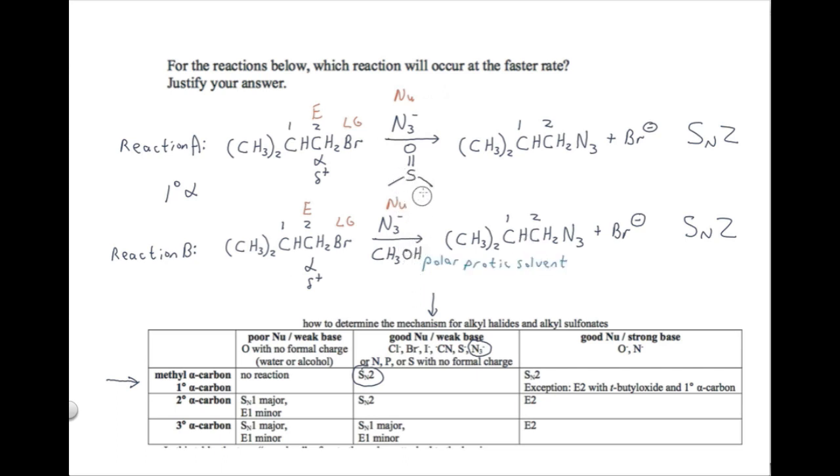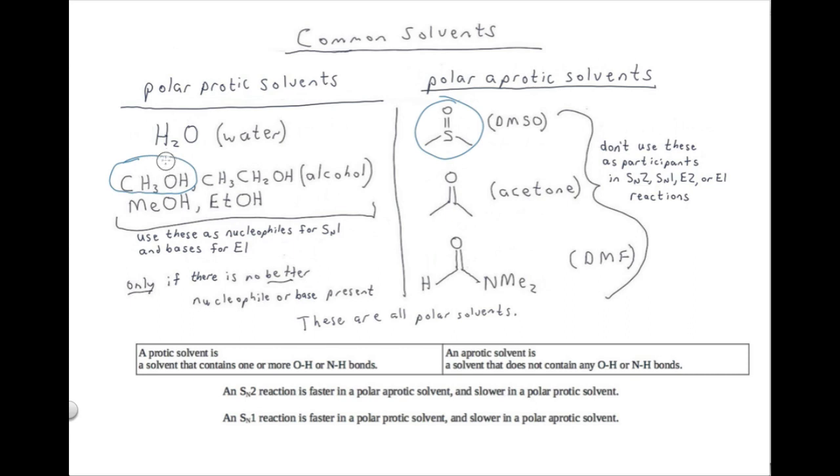There are no OH or NH bonds in this solvent. There are 6 CH bonds, but there are no OH or NH bonds. That makes this a polar aprotic solvent. You should recognize that this solvent is methanol, methyl alcohol, and you should recognize that this solvent is DMSO. This is the structure of the DMSO solvent. So we're using the methanol solvent and the DMSO solvent that we've already seen in our chart.